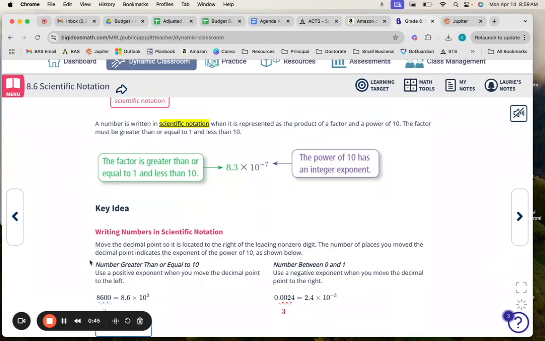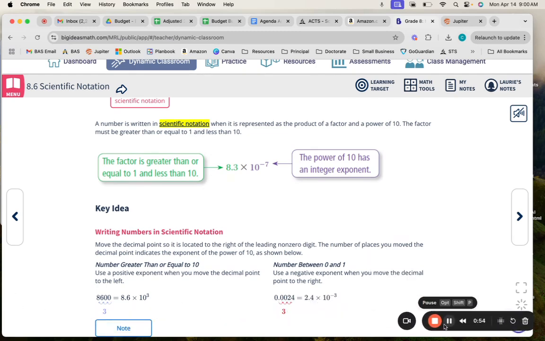All right, so again, the only part of the key idea I need you to write in your journal is this bottom section, because it's the unwritten rule, I guess it's a written rule, that you just need to memorize. If the number is greater than or equal to 10, it has a positive exponent. You see here the 10 to the 3. So you will move the decimal point to the left. It feels like it's opposite of what it should be. So when you have a whole number, 8,600, like this, the decimal is technically after the 0, right?